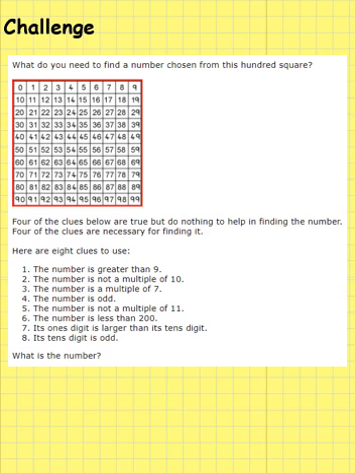So what you need to find is a number chosen from this 100 square. Well, there are 4 clues below that are true but do nothing to help in finding the number. 4 of the clues are necessary for finding it. So here are the 8 clues to use.